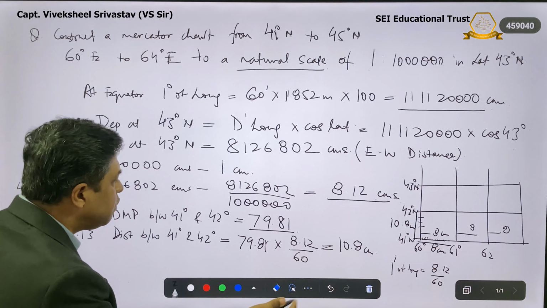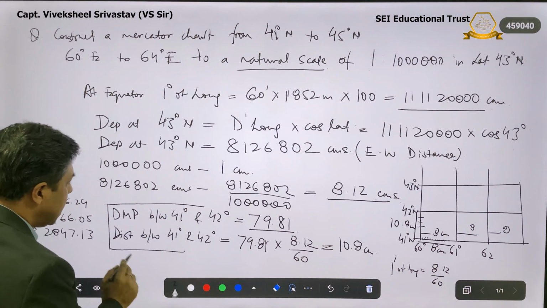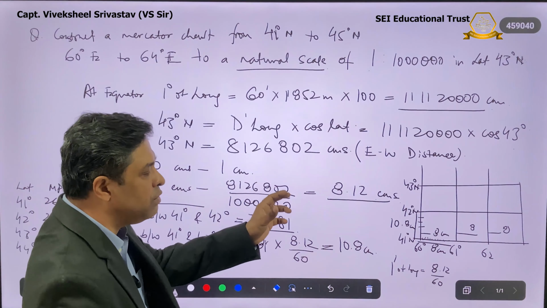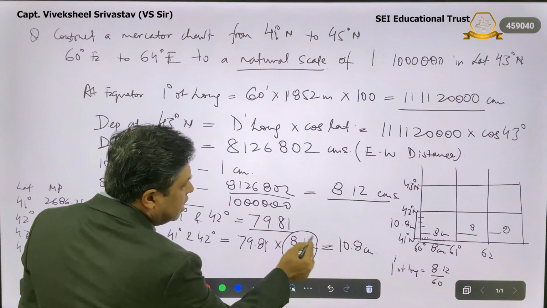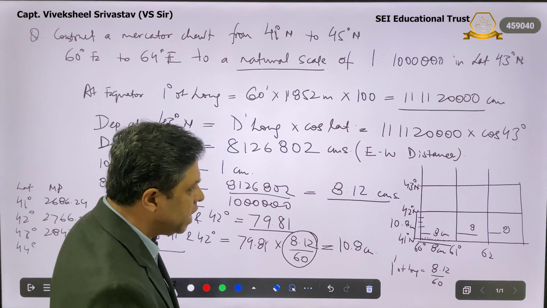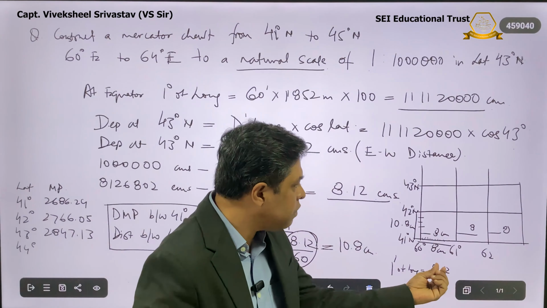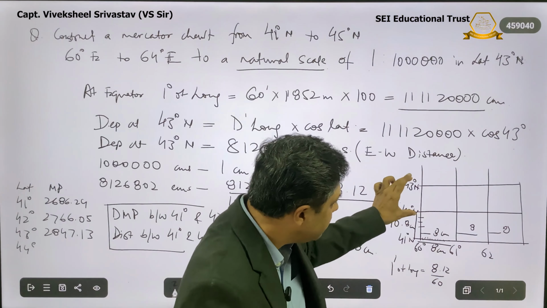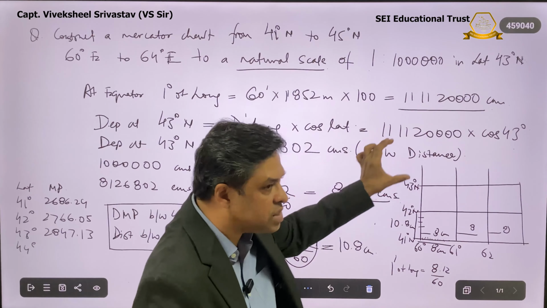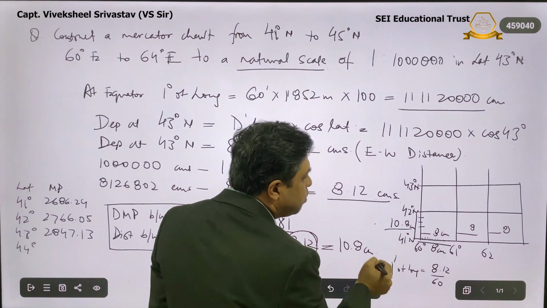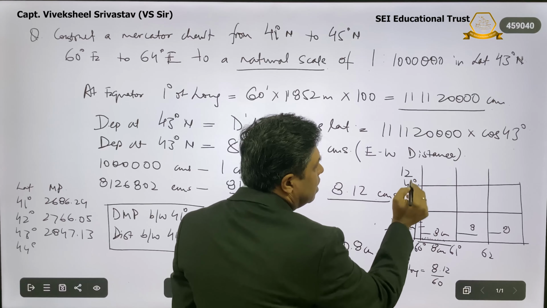Now again you have to do the same exercise: the DMP between 42 and 43, and the distance between 42 and 43, by multiplying the DMP by the length of 1 minute of longitude. You multiply the DMP between these two latitudes by the length of 1 minute of longitude and you will get the length of this portion. Each portion's length will be different. It will increase as you go up. This is 10.8. This might come as 11.2. This might come at 12, like that.